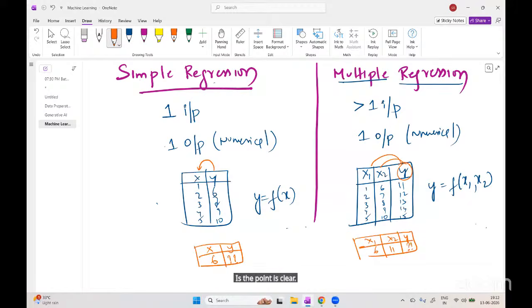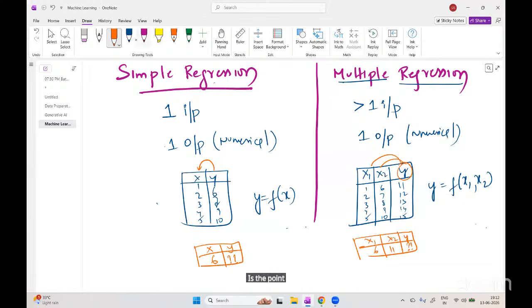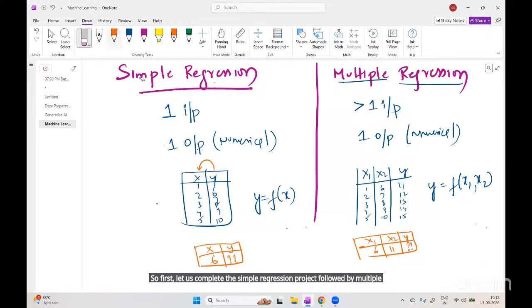Always we are estimating output only. We are not estimating the input. Input you have to give, I'll estimate the output. Is the point clear? So first let us complete the simple regression project, followed by the multiple regression project.